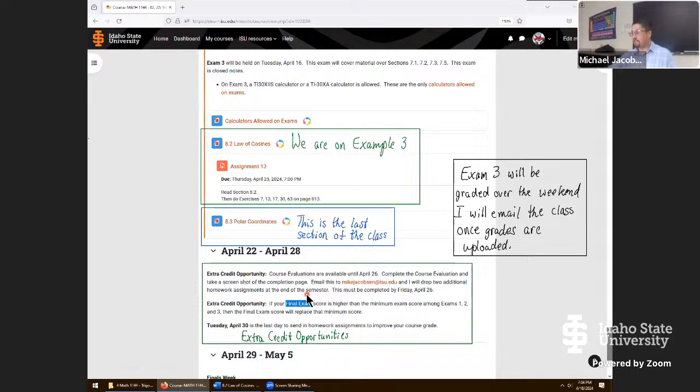And if I do curve it, the extra credit opportunity is relative to the curved grade. The curved grade is what will replace your minimum grade among exams 1, 2, and 3.